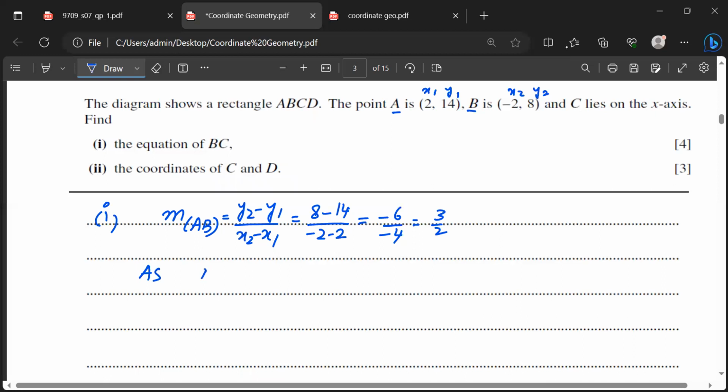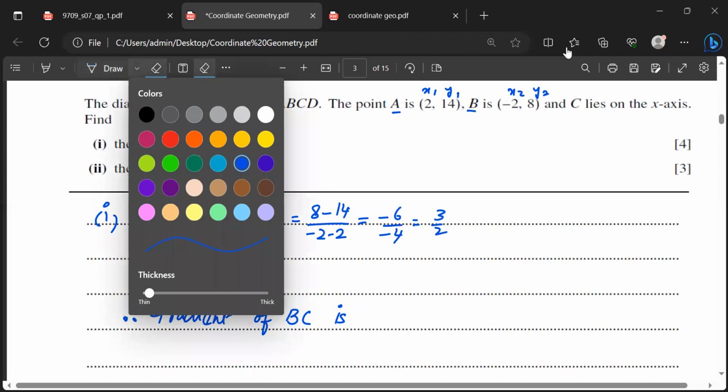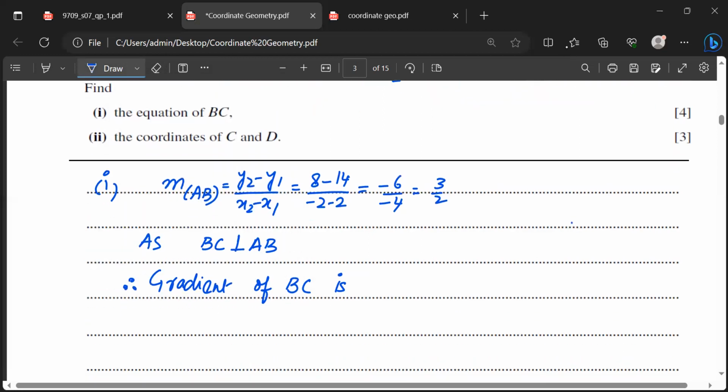As BC is perpendicular to AB, therefore the gradient of BC must be the negative reciprocal. As for AB, the gradient is 3 over 2, and BC is perpendicular to AB, so the negative reciprocal means minus 2 over 3.